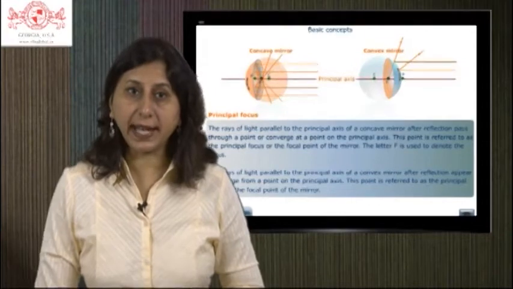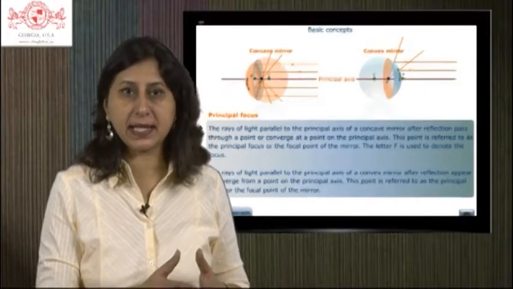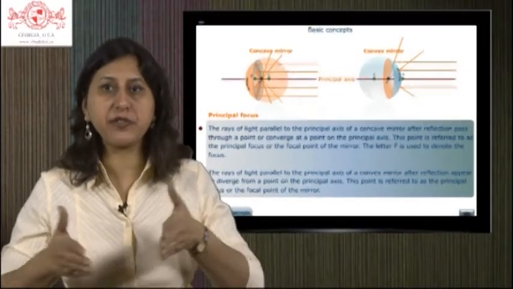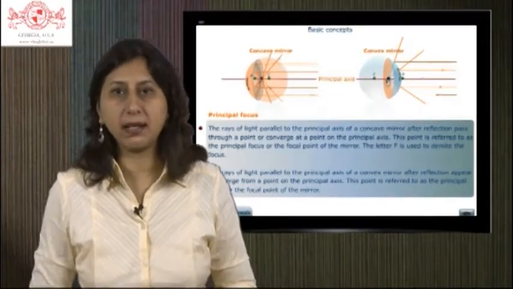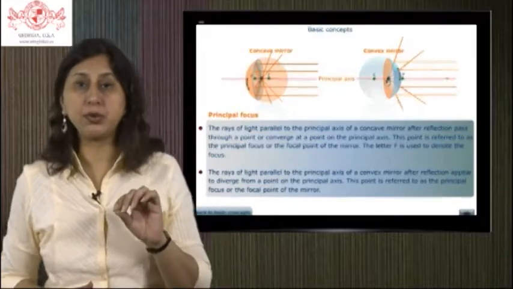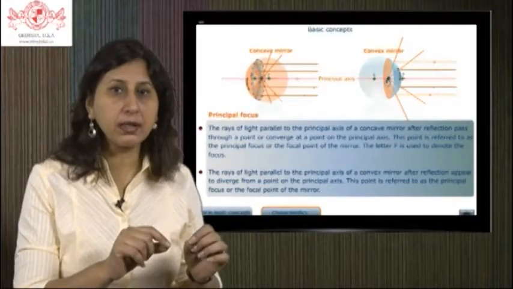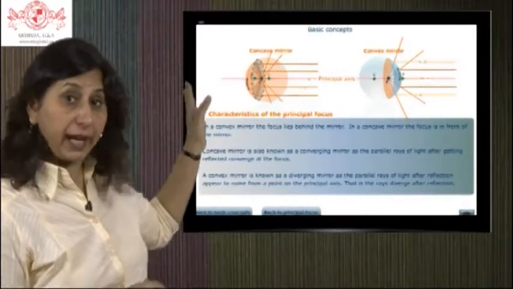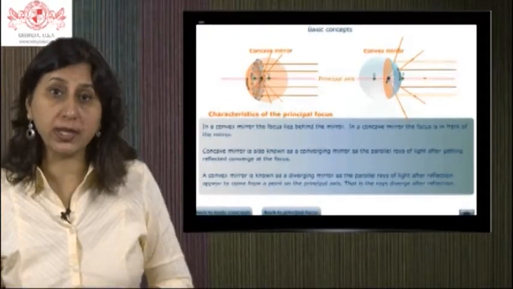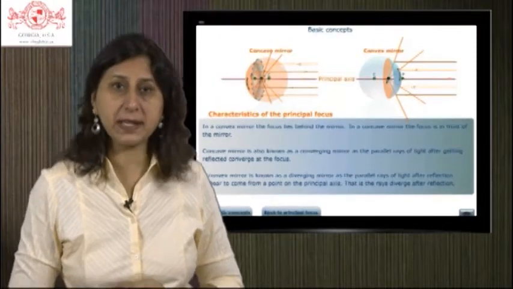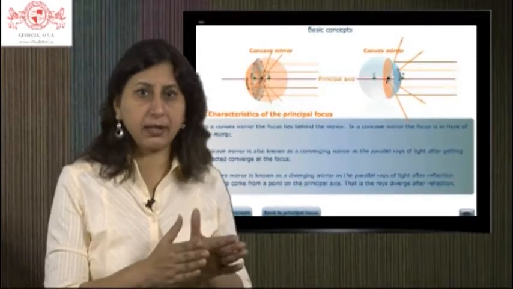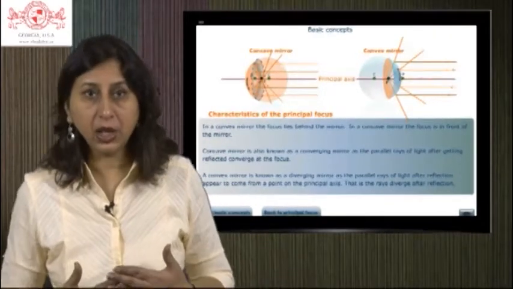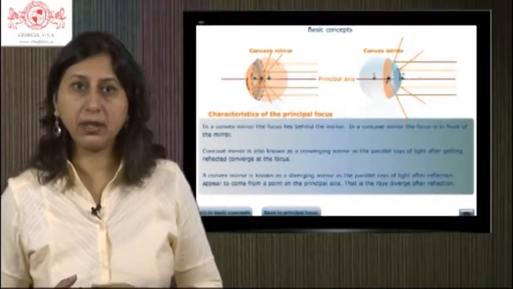The rays of light parallel to the principal axis of a convex mirror after reflection appear to diverge from a point on the principal axis. This point is referred to as the principal focus or the focal point of the mirror. Observe carefully the characteristics of the focus of concave and a convex mirror. In a convex mirror, the focus lies behind the mirror. In a concave mirror, the focus is in front of the mirror.